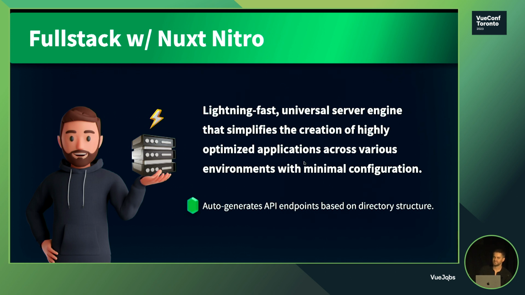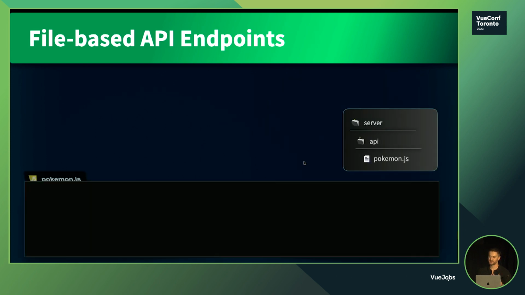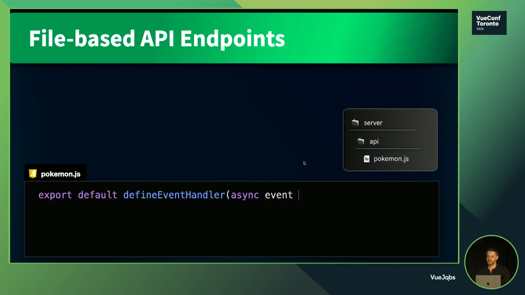And a really key component of this is that it auto-generates API endpoints based on our directory structure. And this is an awesome thing we're going to take a look at here. So if we want to make use of this, inside of our server folder, in the API folder, we can create a new file, such as right here. We have a Pokemon file, which now means we have an endpoint called Pokemon, just automatically.